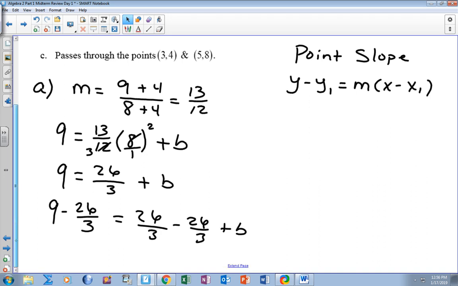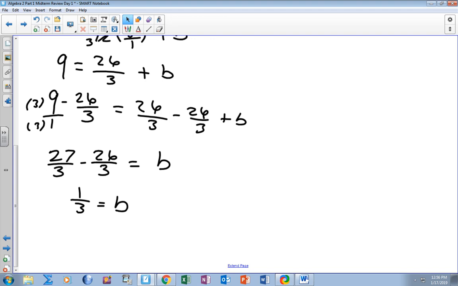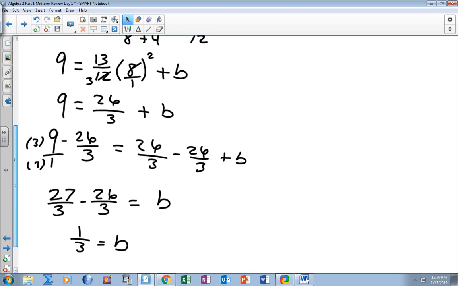So we subtracted the 26 thirds from both sides. Here we have to have a common denominator, so I'm going to multiply both top and bottom by 3. This gives me 27 thirds minus 26 thirds equals b. So I get 1/3 equals b. So b is 1/3. Now we have our slope and our y-intercept.